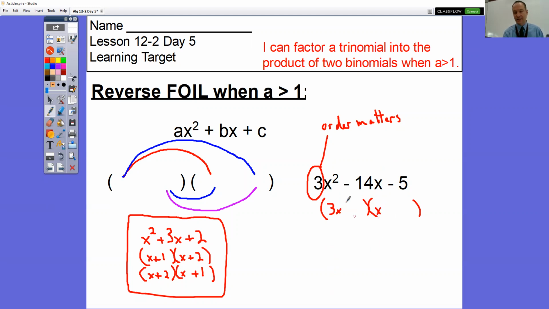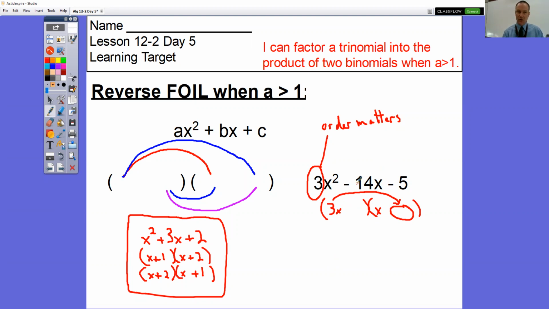Well, what causes that to happen? Because when we do our firsts, we have to have 3x times x, which gives you 3x squared. Well, what happens then is when you go to do your outers, whatever number you put here has to be multiplied by 3 before you add it to the inners to get your negative 14. So the order matters today.